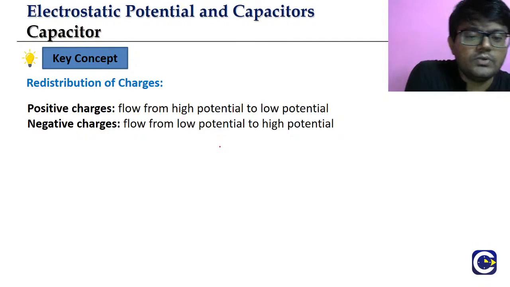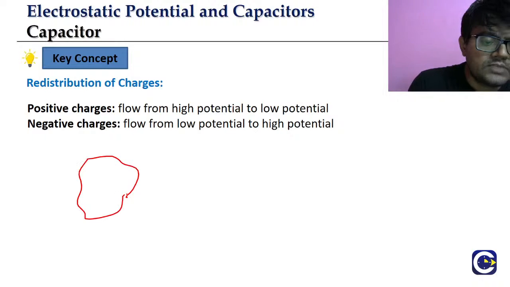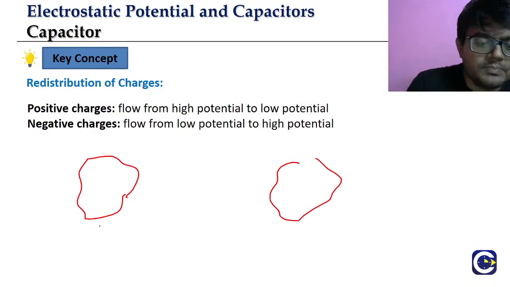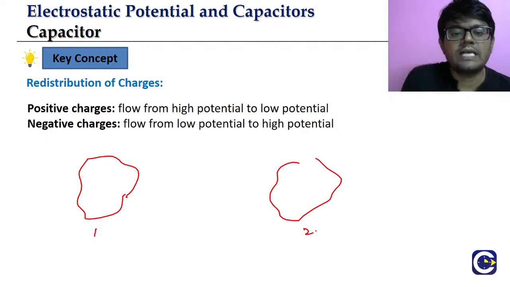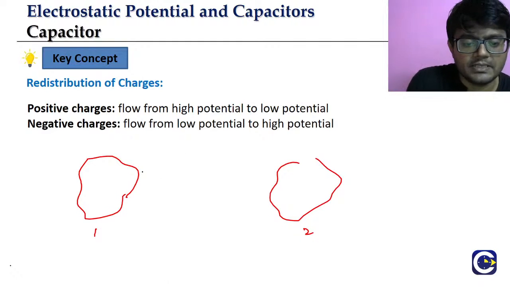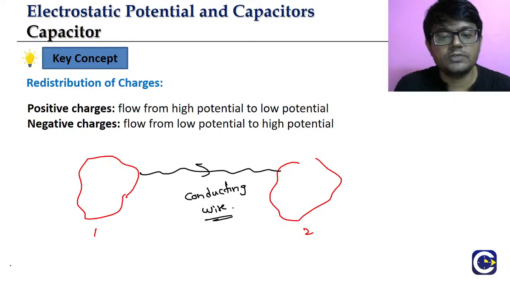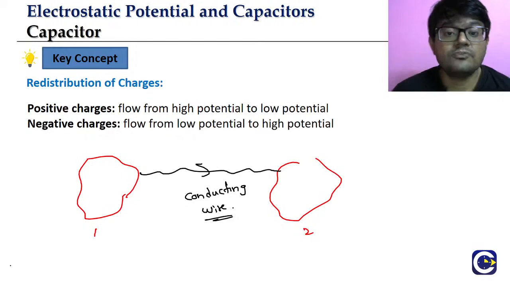But how do you look at the charge transfer then? If you want to transfer the charge, here you have object 1 and object 2. You want to transfer the charge from object 1 to object 2, so what do you have to do? We have to connect them by using a conductor, a conducting wire. If we connect them with a conducting wire, what is going to happen? We will see that charge will be getting transferred.